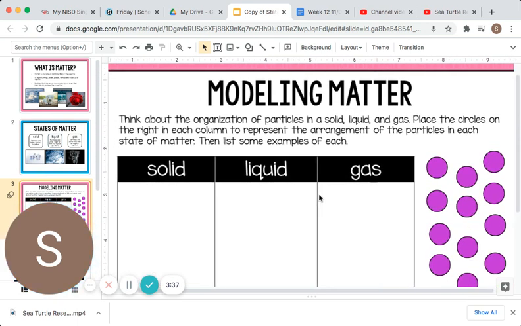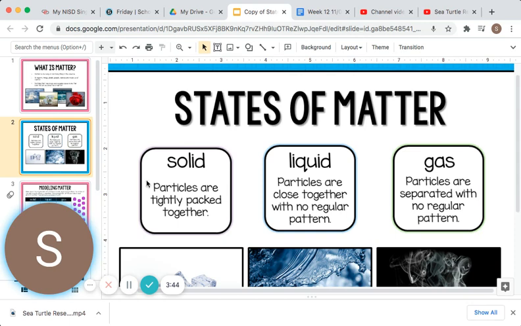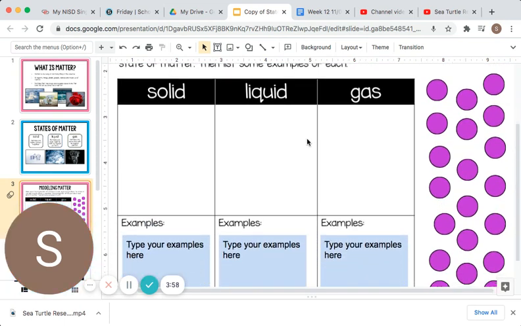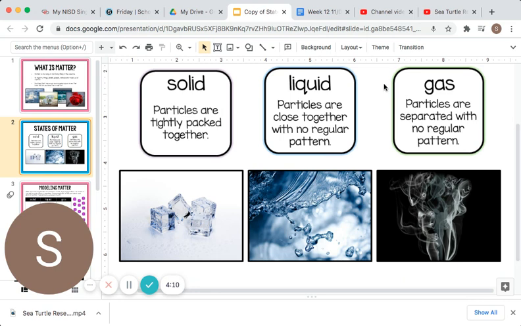All right. So modeling matter. Think about the organization of particles in a solid, liquid, and gas. Well, slide number 2 kind of tells us how the particles are. So let's think of this. Place the circles on the right in each column to represent the arrangement of the particles in each state of matter. Okay, so what they're asking us to do is to take these little purple dots, these are going to be our particles, and we need to arrange them in these 3 columns according to the information that it tells us here.